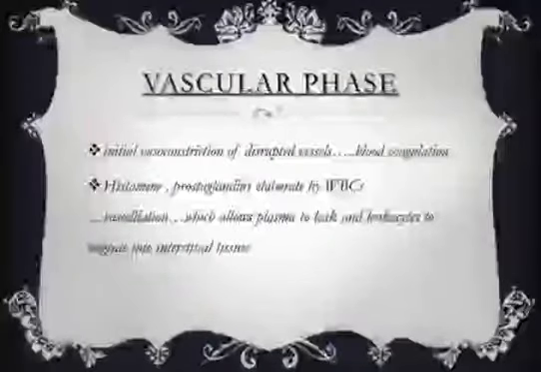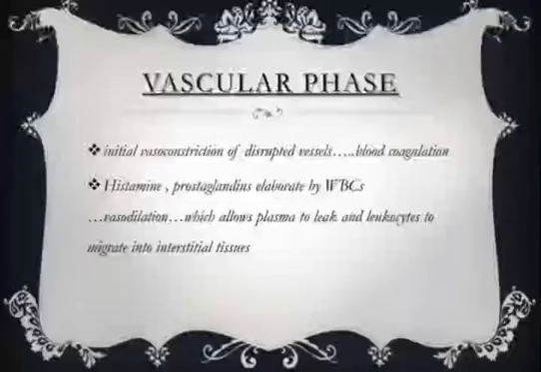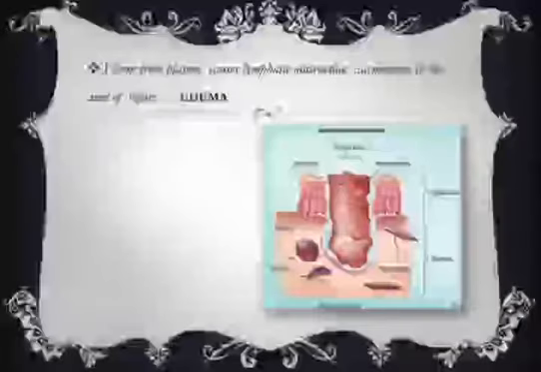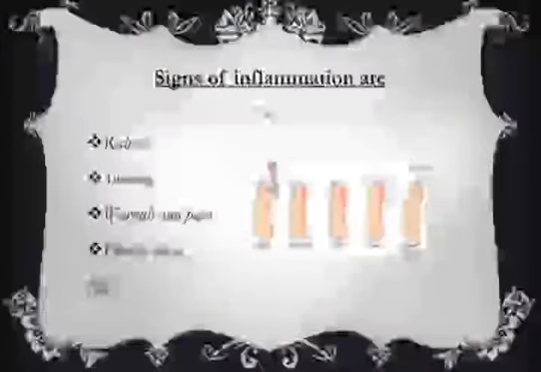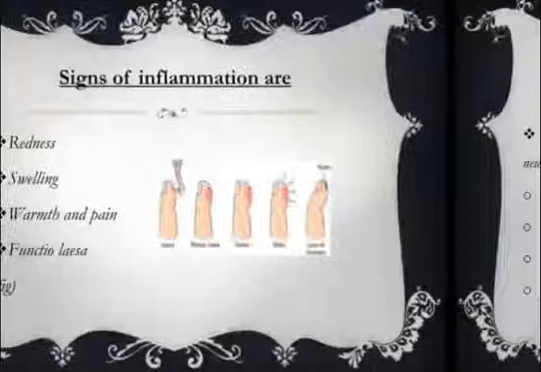In the vascular phase, there is initial vasoconstriction of the disrupted vessels, and this causes blood coagulation. Here, histamine and prostaglandin are elaborated by the WBCs, causing vasodilation, which allows plasma to leak and leukocytes to migrate into the interstitial tissue. Fibrin from the plasma causes lymphatic obstruction and fluid accumulates in the area of injury. This is called edema. Signs of inflammation are redness, swelling, warmth, pain and functio laesa.